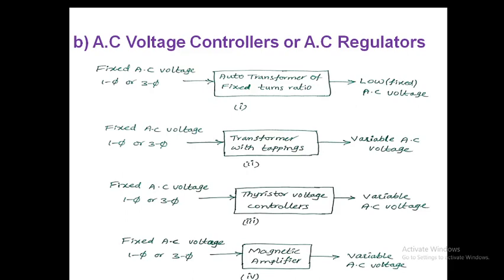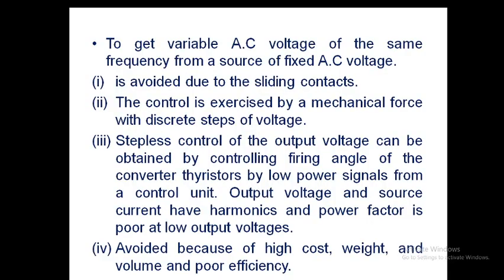And coming to the fourth one, the magnetic amplifier, which is used just to amplify electrical signals, with fixed AC voltage as an input. That amplified voltage we get at the output as a variable AC voltage. Among all these, a few may have drawbacks and a few may have advantages, but most of the time we'll use the third one. Anyway, we'll see how to get the variable AC voltage of the same frequency from a source of fixed AC voltage.